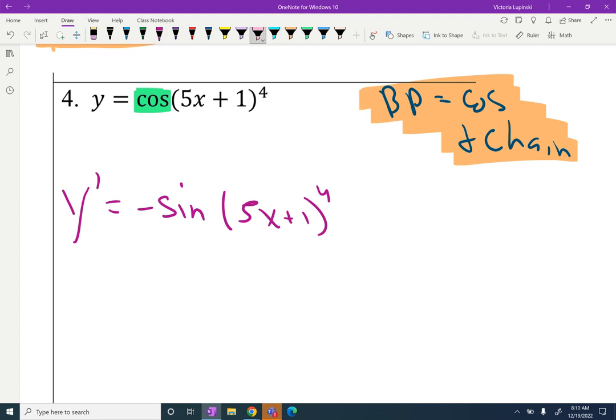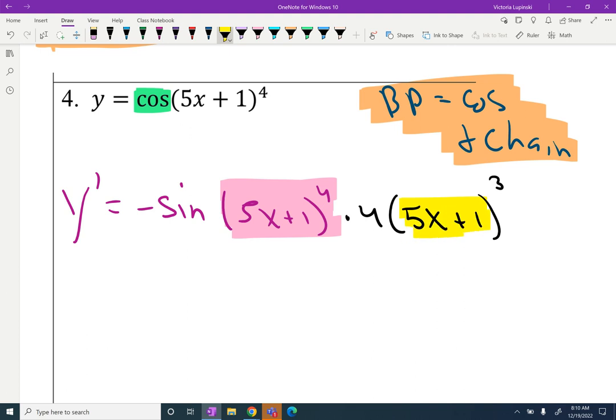Then I have to use the chain rule, which means take the derivative of this. This is something being raised to a power, so I have to now use the power rule. To take the derivative of the pink, I'm going to bring down the 4. Then I'm going to take the whole thing to the 1 less power, which is what? What's 1 less than 4? Then there's a new inside. I have to take the derivative again of this inside, which is 5. That's it as far as the calculus goes.